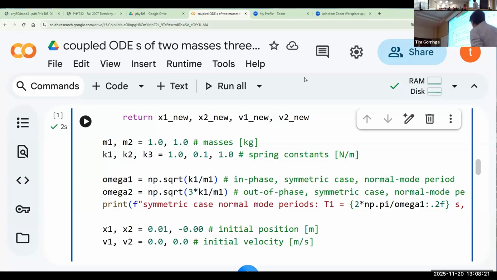So here I'm setting up a bunch of parameters that I need. The masses of the two masses, M1 and M2. I'm going to just work in this world where they're equal masses. That'll keep things simple. The spring constants.